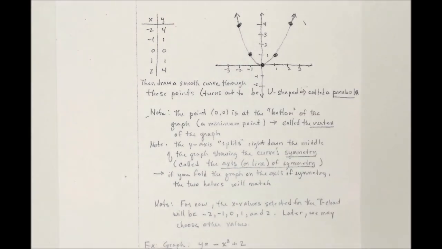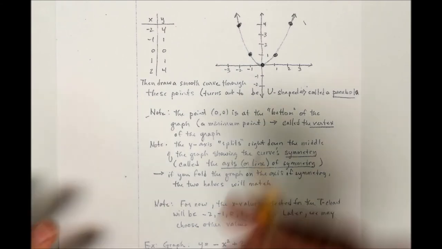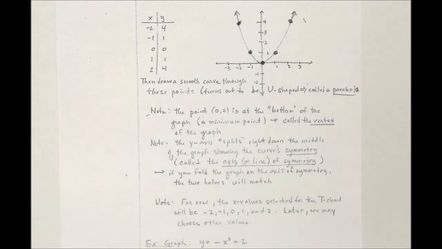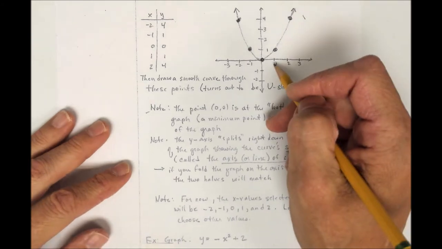Okay, so we try to make it a nice smooth curve. Don't just connect the dots with line segments where it looks like some kind of weird V shape or something. All right, now as it turns out, we're going to do more with parabolas later on.